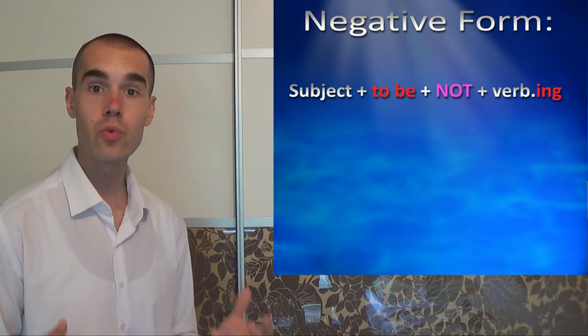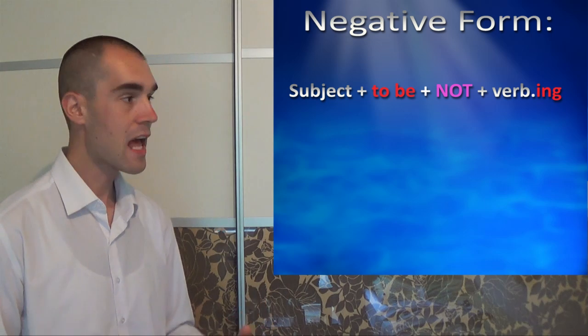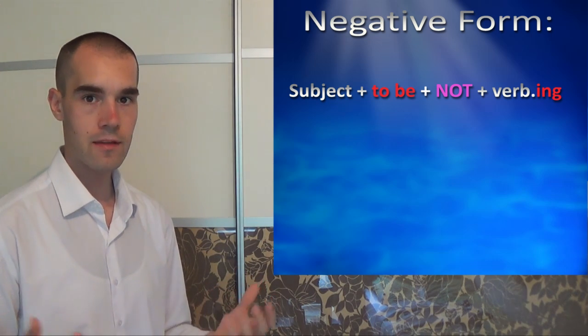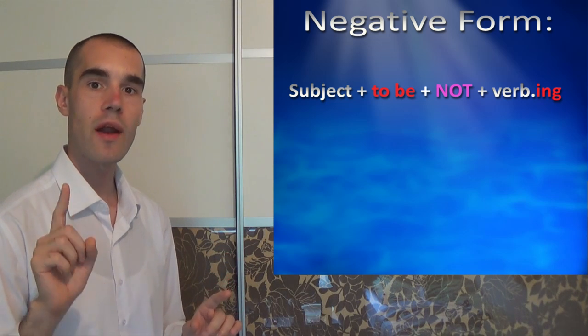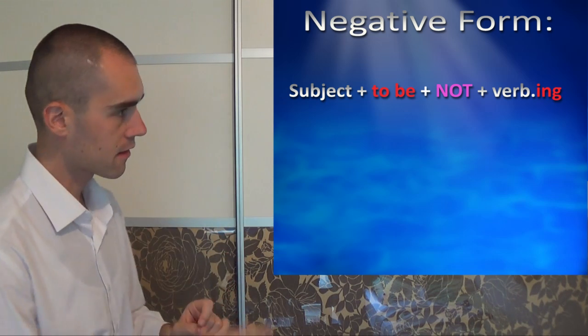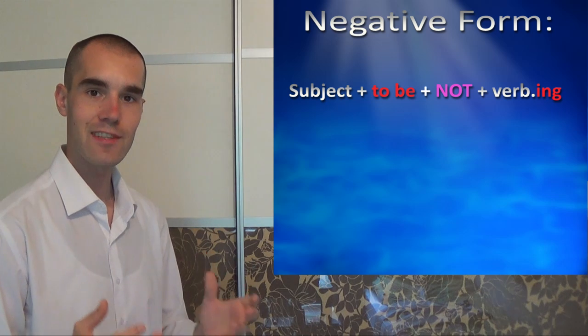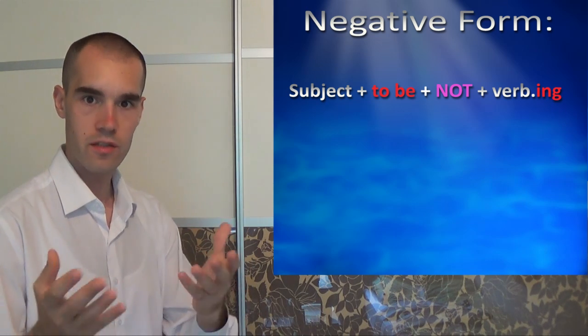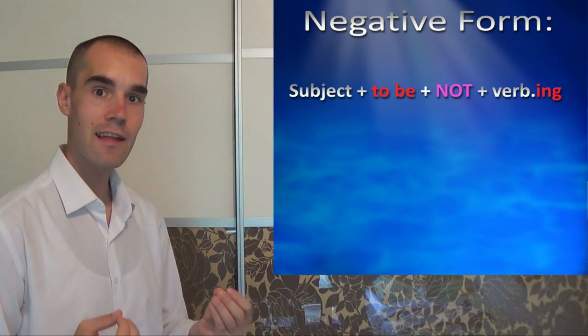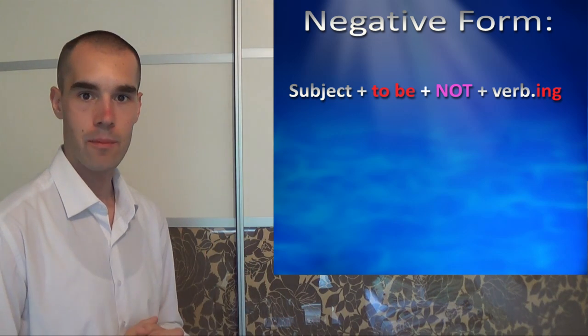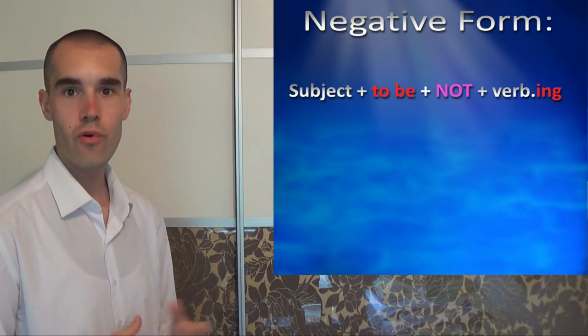So how do we form the negative in the present continuous? As we know, or maybe not, English requires for every negative form an auxiliary or helping verb. Due to the fact that the present continuous already has an auxiliary verb, being the to be verb, you don't need to add another auxiliary verb. You just add a not after the helping verb, and thus you form the negative form.